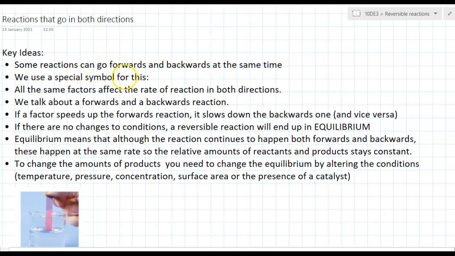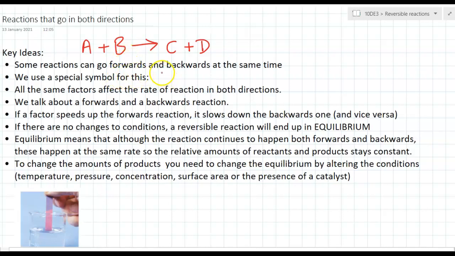So the most important thing today is that we understand that some chemical reactions, when we've learnt about chemical reactions so far, mostly we think, well, substance A reacts with substance B, and then it turns into something different. So say substance C and D. Okay, but actually in chemistry, some reactions can go forwards, so we think of to the right as forwards, and backwards at the same time.